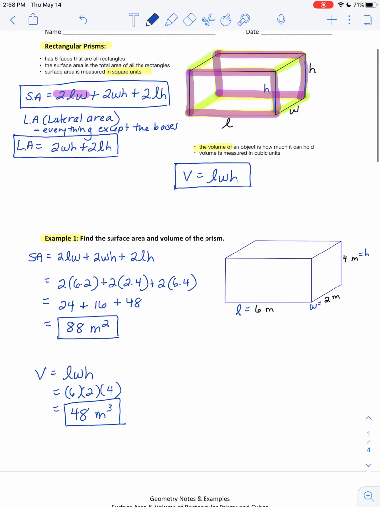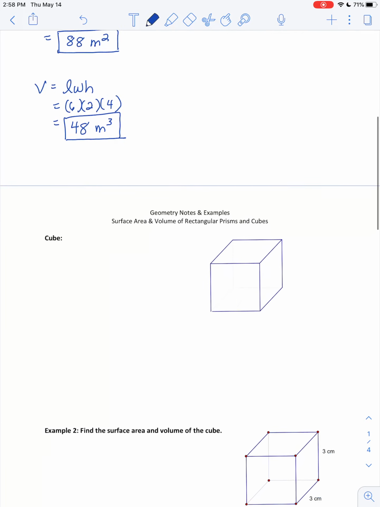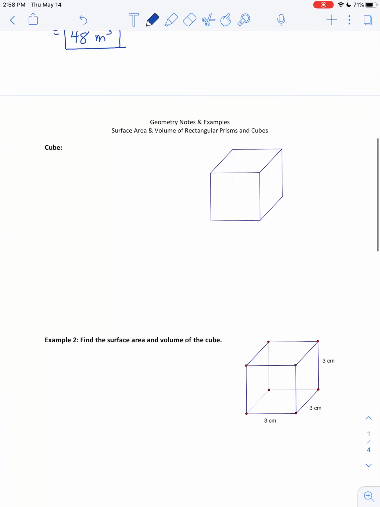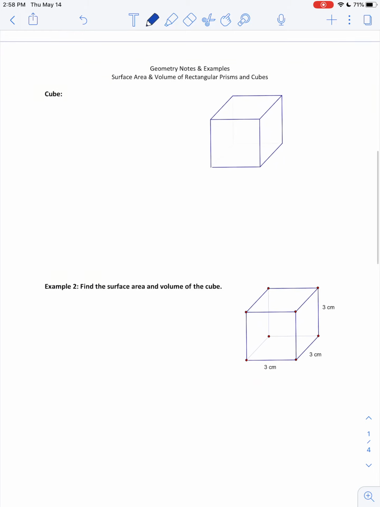So we're going to do a few more problems on the next sheet. And first, we're going to introduce the cube, which is even simpler. So a cube is a rectangular prism. You could use the same formula as we were using above, but we can make it a simpler formula because all the dimensions are the same. A lot of times you will see them labeled S. So S is the side length of the cube.